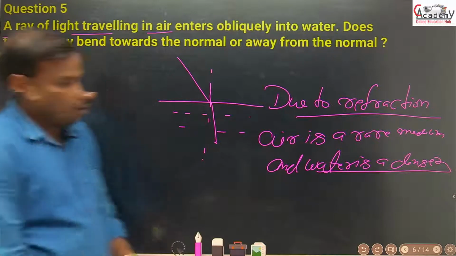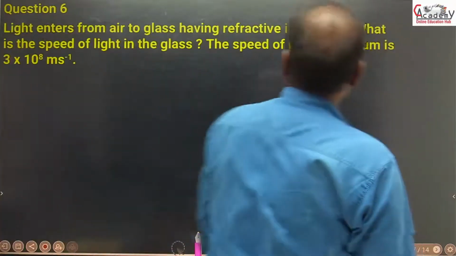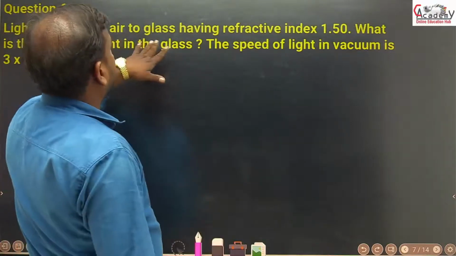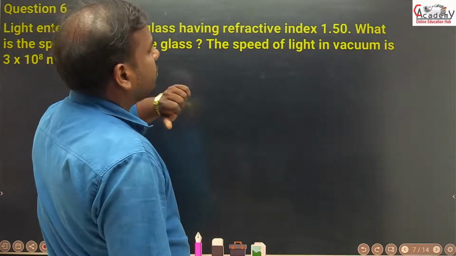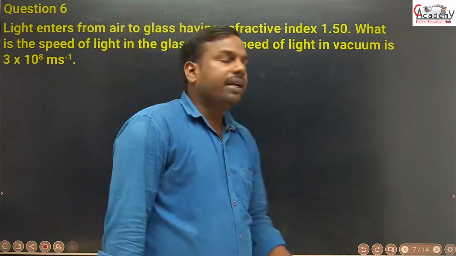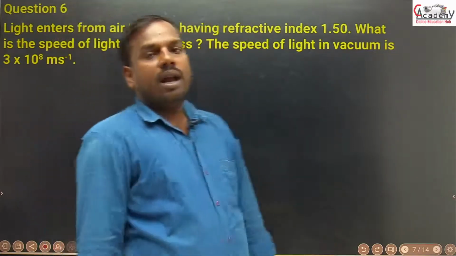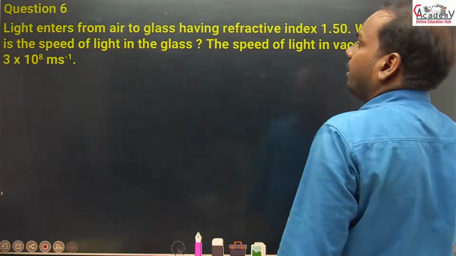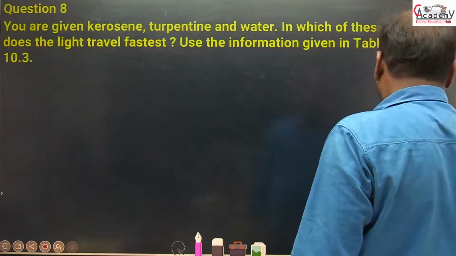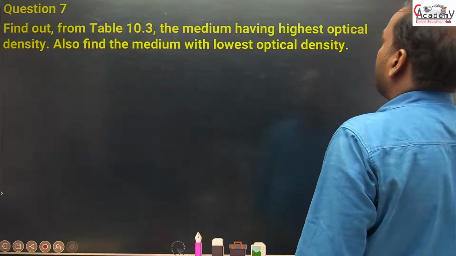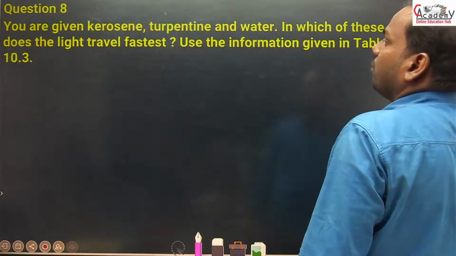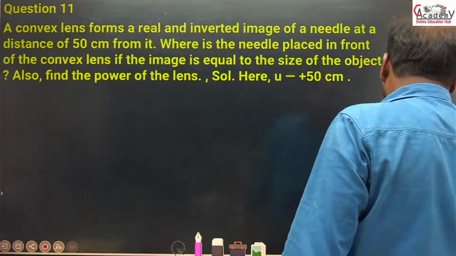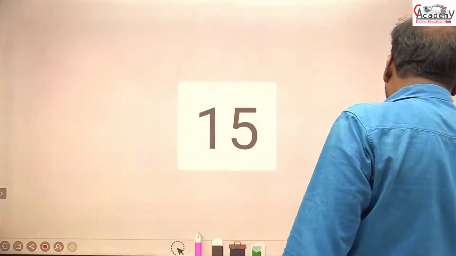Now, the next question is question number 6: light enters from air to glass. I think that question is related to refraction. I have not taught you refraction, so we solve it here. All the questions, I think, are related to refraction. Take an example.